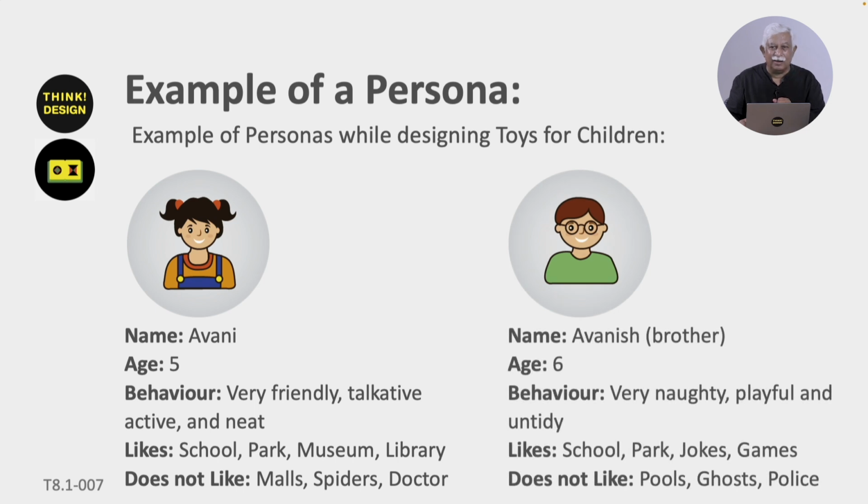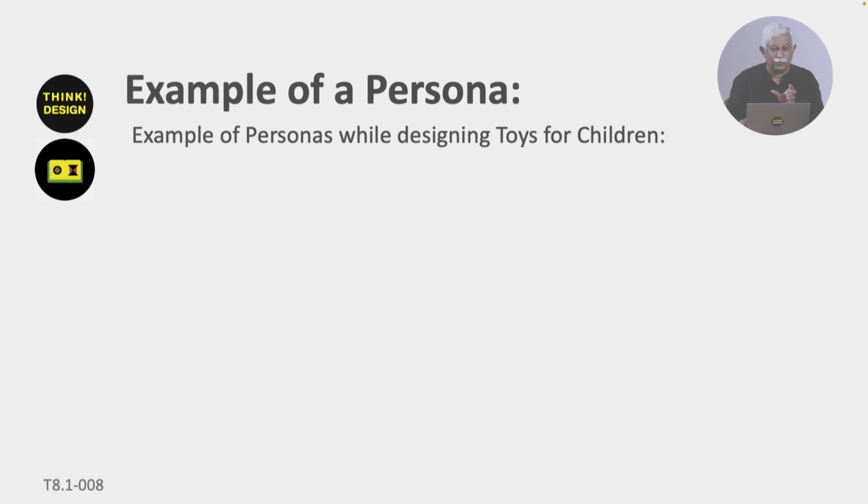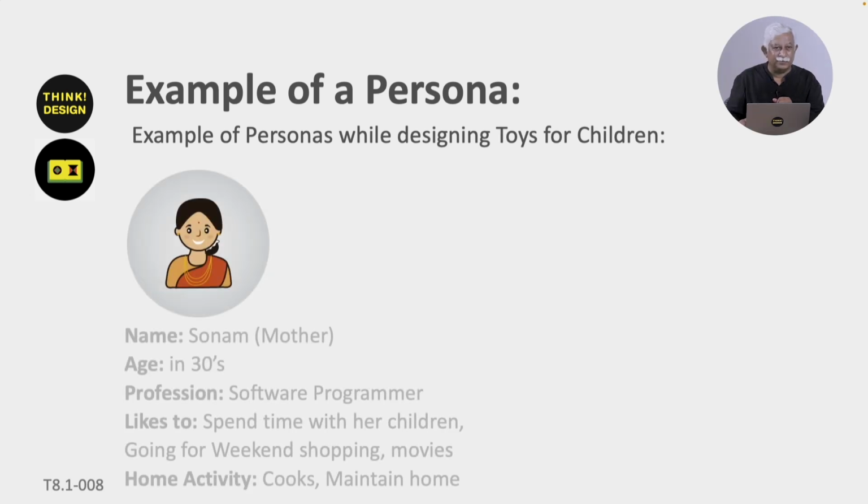This is her brother Avanish, age 6, very naughty, playful and untidy. He likes school, he also likes the park, he likes jokes and games. He does not like pools, ghosts and police. Let us have some more personas while designing toys for children.